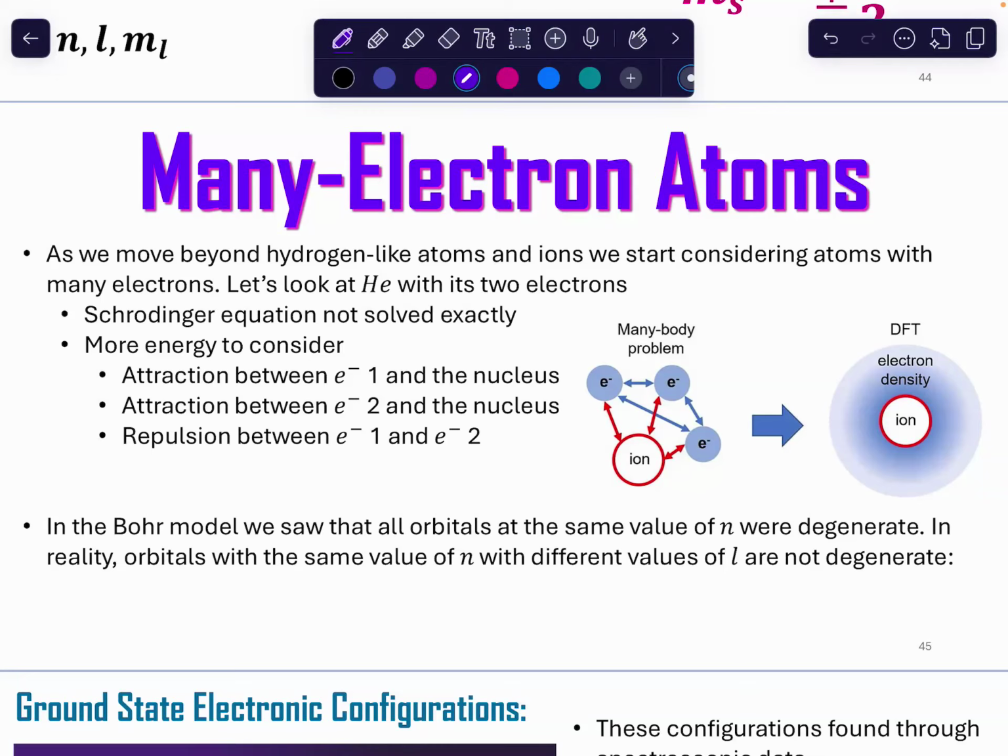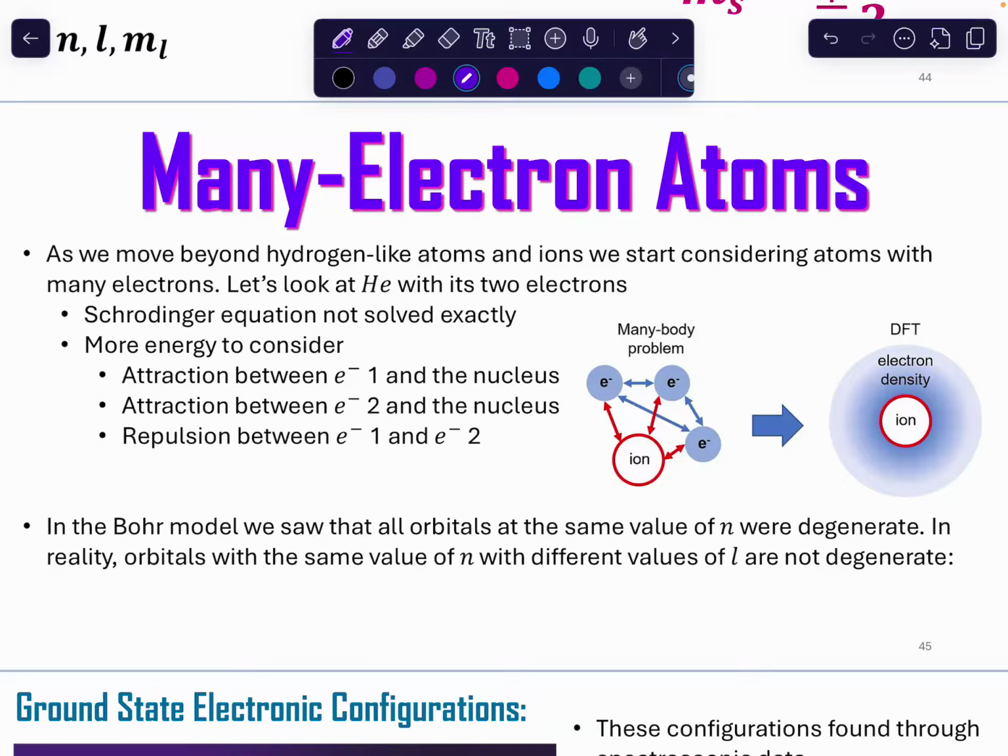Now, in the Bohr model, of course, we saw that the weakness was that all orbitals at the same energy, at the same value of n, are going to be degenerate. But, for example, we actually know that, let's say we have your 2s orbital. We know that 2p is actually going to be a little bit higher in energy than that.